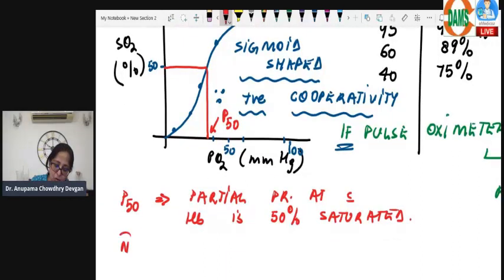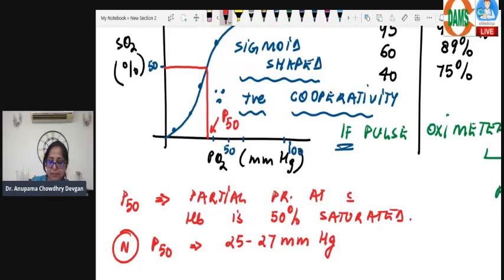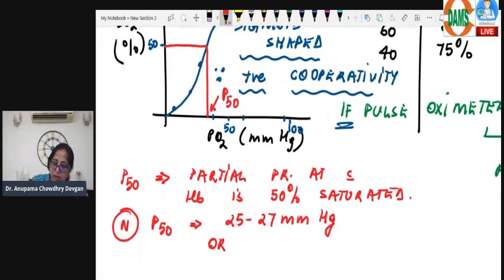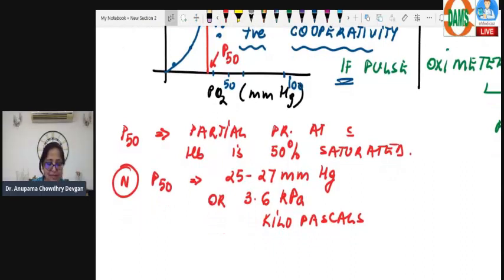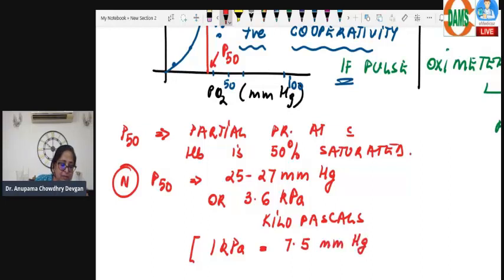And how much is normal P50? Normal P50 is 25 to 27 millimeters of mercury, or 3.6 kPa. What is kPa? kPa is kilopascals. The relationship: 1 kilopascal is equal to 7.5 millimeters of mercury. Okay?